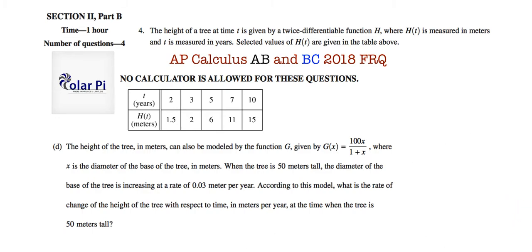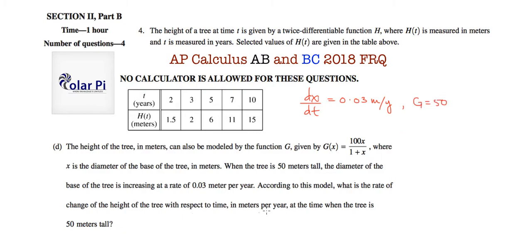So part D. Part D says a lot of stuff. So basically it's saying ignore the table and let this be the height. And so we have an actual function instead of just selected values of the height, right? Okay, so fine. And then what? When the tree is 50 meters tall, the diameter of the base of the tree is increasing at a rate of 0.03, and the diameter is called x. So basically, this is a related rates question. We have dx dt. Dx dt is equal to 0.03 meters per year when the tree is 50 meters tall. And remember, the height of the tree this time is given by g. So we know dx dt is equal to 0.03 meters per year when g is equal to 50. Got it.